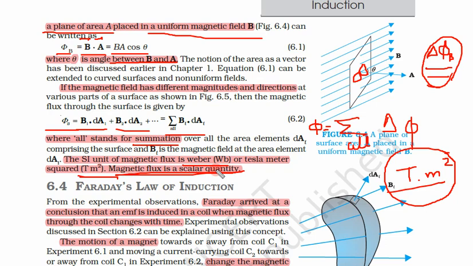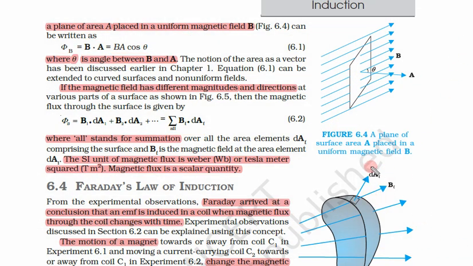Also remember, sometimes in the exam it is asked what a Weber is equal to. This was asked in one of the pre-board exams, what is the meaning of 1 Weber. So what is 1 Weber? 1 Weber is equal to 1 Tesla meter square. Okay, Weber is Tesla meter square. So remember this because it can be asked in the exam.